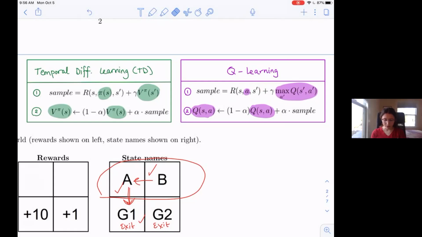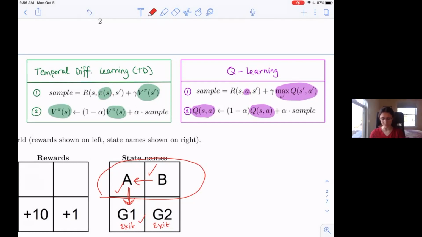And one important thing to notice is in Q learning, this action A can be anything. Unlike in temporal difference learning, remember we were querying a candidate policy pi for an action. So we were kind of restricted to getting behaviors from this particular policy pi that we were trying to learn values for. But in Q learning, you can essentially execute any actions you want. They could even be random, and you can still be learning the Q function.